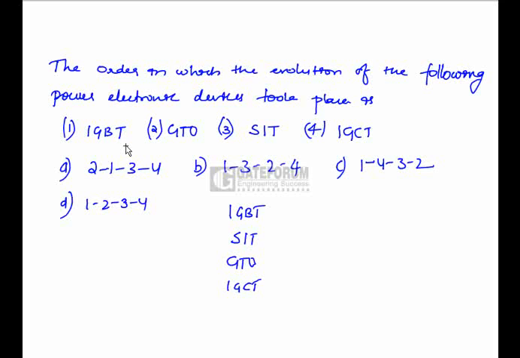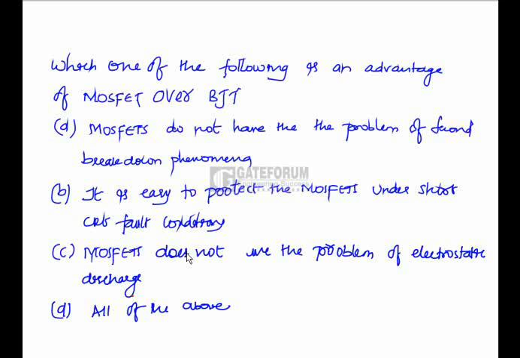The order in which the evolution of the following power electronic devices took place is, he has given four options: IGBT, gate turn-off thyristor, that is GTO, SIT and IGCT. Now IGBT is the first one out of these four. After that we have SIT. After that we have GTO. After that the latest one is IGCT, that is the fourth one. Option B is correct.